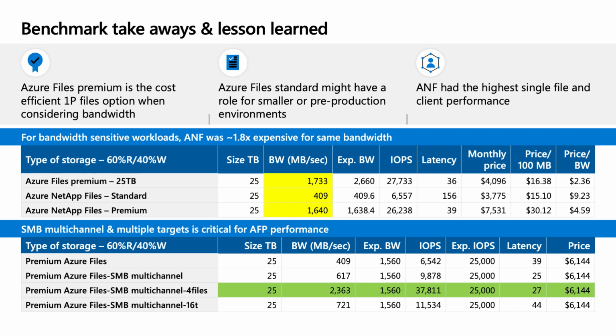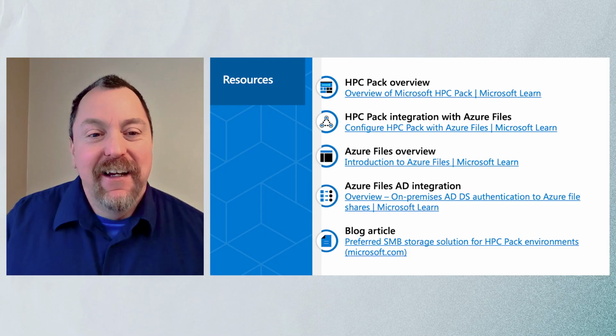As we look at the impact of SMB multi-channel and targeting multiple targets versus a single target, you can see where enabling SMB multi-channel made a 50% difference on single file performance, between 409 megabytes per second going to a single file to 617 immediately after I enabled multi-channel. However, immediately when I started targeting multiple different targets on the same share, it increased to well over 2.3 gigabytes per second. So you can see the importance of having multiple targets or writing to multiple different files within a single share.